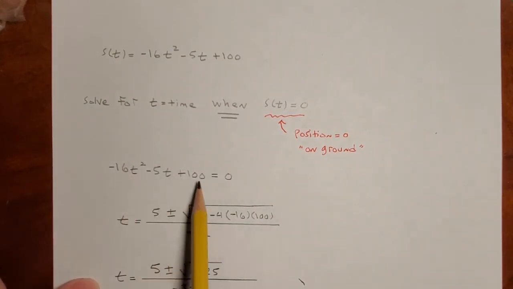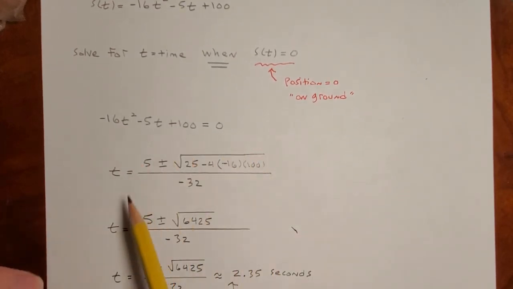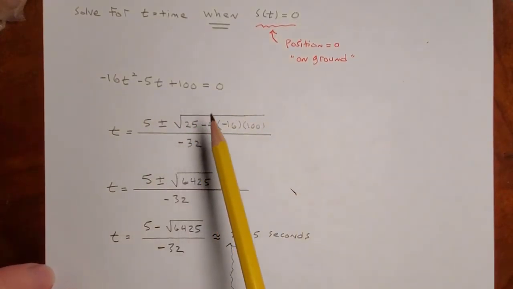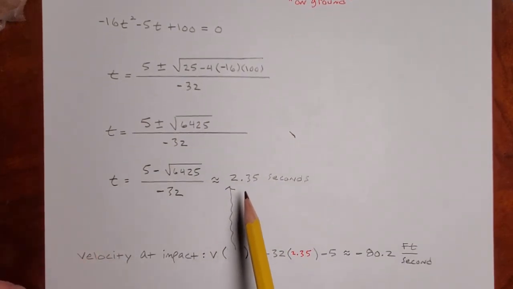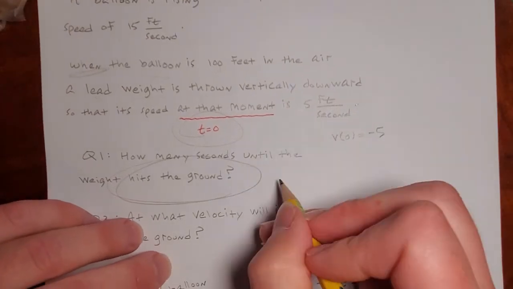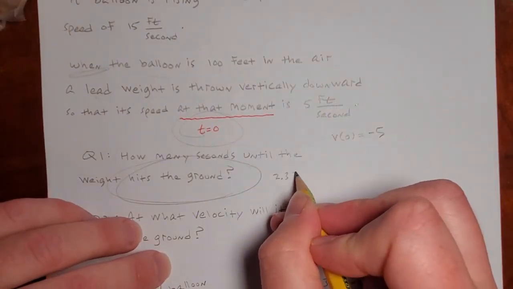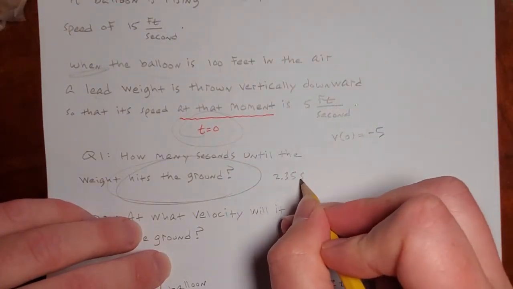So I get this. That's solved by the quadratic formula. So I take it down this way. There's my positive answer out of the quadratic formula. It turns out to be about 2.35 seconds. So I got that answer. How many seconds till it hits the ground? 2.35 seconds.